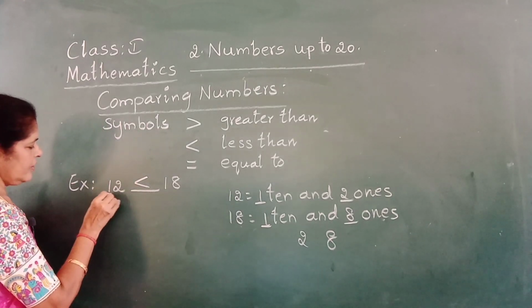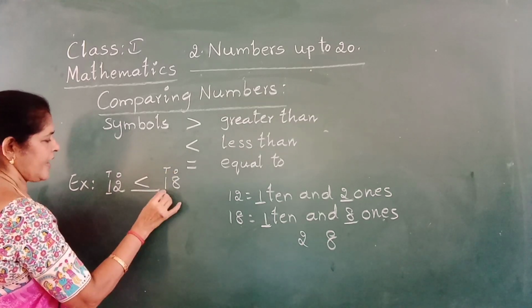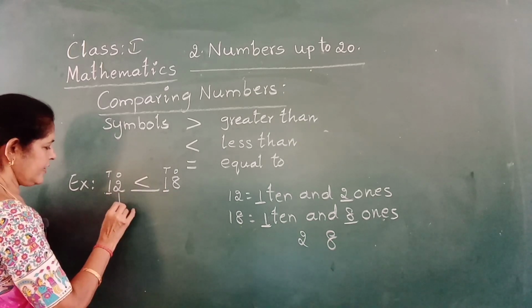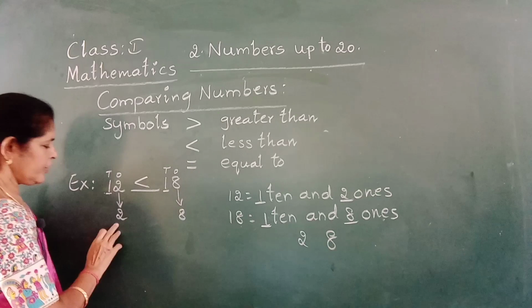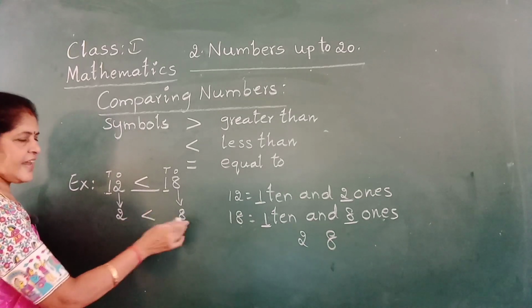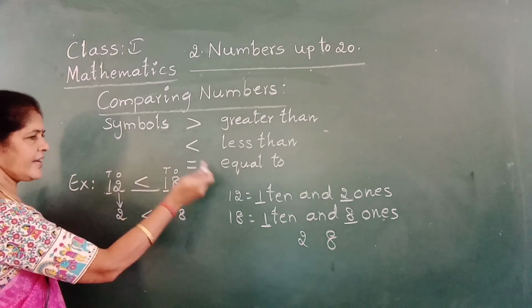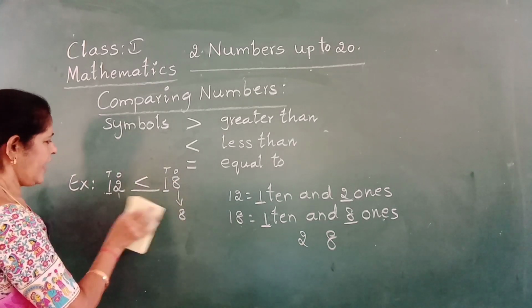See, ones place, tens place. Tens place numbers are the same. Comparing ones, 2 ones, 8 ones. 2 is small, 2 is less than 8. That's why 12 is less than 18. Another example.